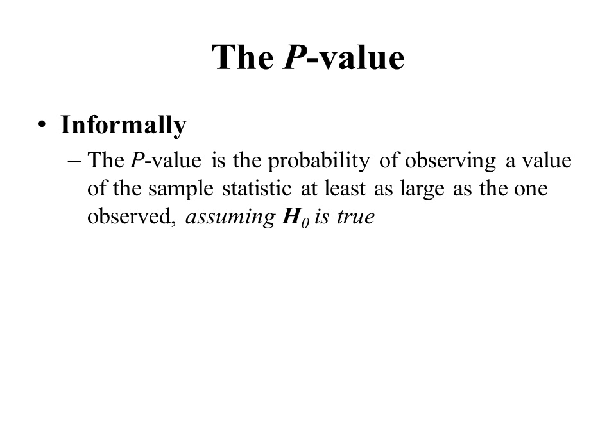So this leads us to an informal interpretation of the p-value. The p-value is the probability of observing a value of the sample statistic at least as large as the one observed, assuming the null hypothesis is a true statement. Again, all our calculations are based off of this assumption that the null hypothesis is true.